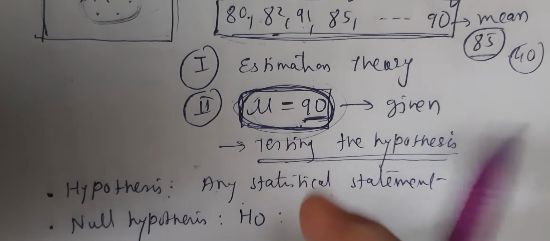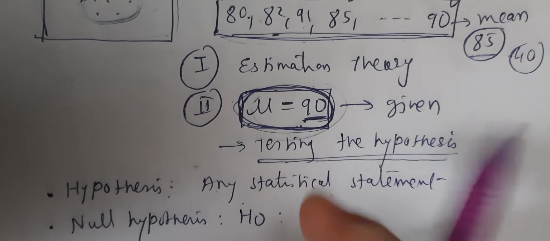I will define all the terms with the help of this example so you will understand. Our example is we are going to check whether mu equals 90, that is, population mean equals 90, is it true or false. We are going to test this statement. Whatever statement we are going to test is called the null hypothesis, denoted by H naught. So the null hypothesis is the hypothesis which is to be tested. Simple definition.